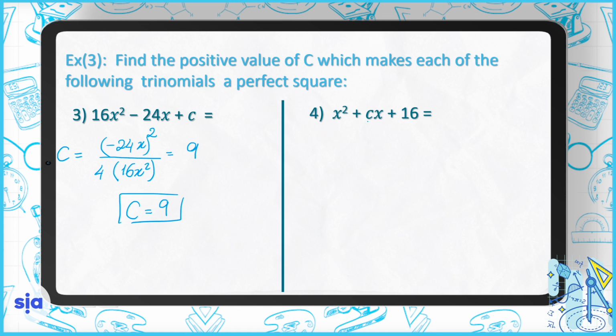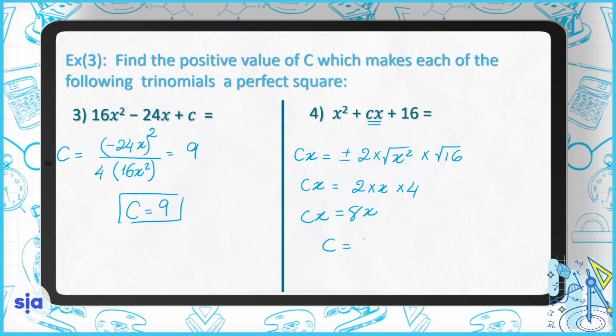For question 4, c is located in the middle term. The middle term equals positive or negative 2 times the square root of the first term times the square root of the third term. So cx, which is the middle term, equals 2 times x times 4, which is 8x. Why did we remove the positive or negative? Because the question says that c is a positive value. So c equals 8.